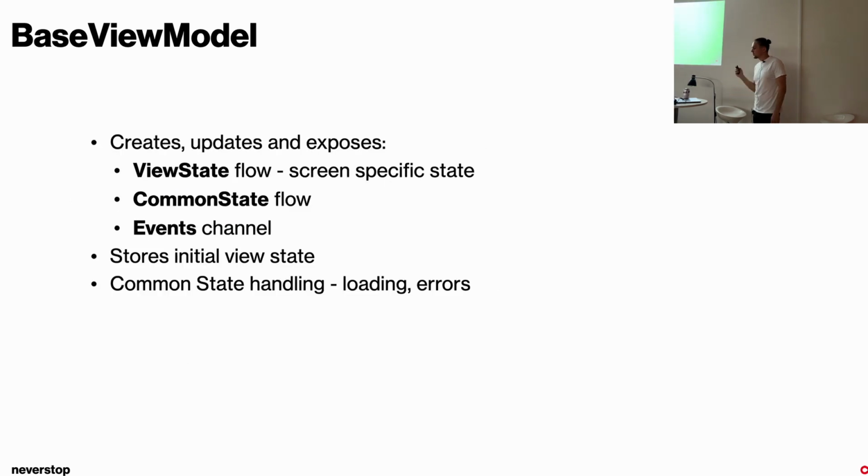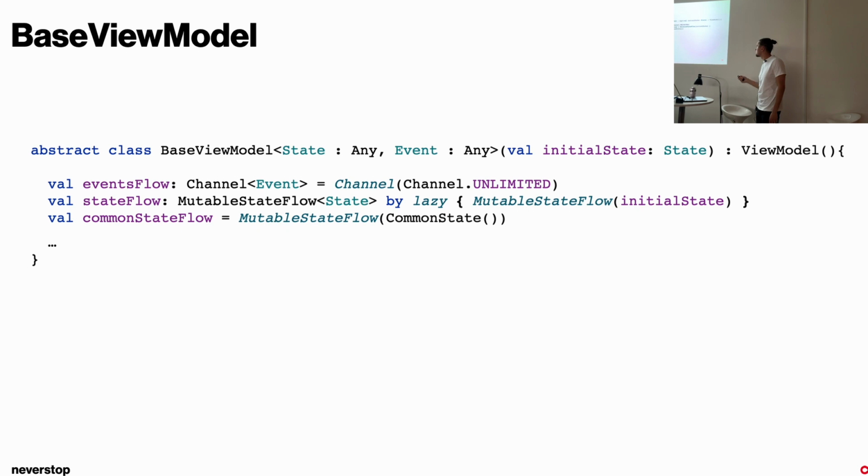Okay, moving on, let's first take a look at our base view model. This one is responsible for creating, updating, and exposing our view state, common state, and events channel, while it also stores the initial view state, so the state that is going to be displayed whenever you navigate for the first time. And it also handles our common state, that's loading and errors. Let's see how that looks in code. As I said, base view model stores the initial state here, and then just flows and a channel for events. But as I said, there's nothing much changed here.